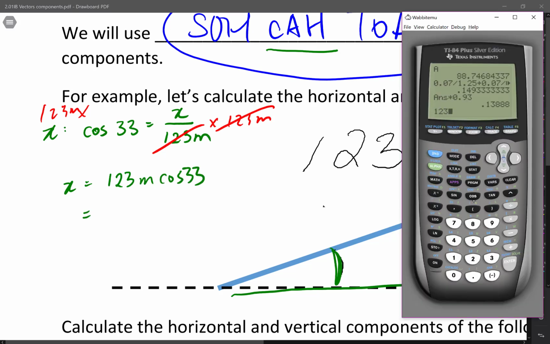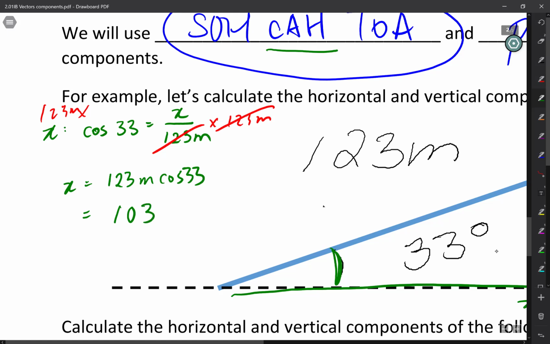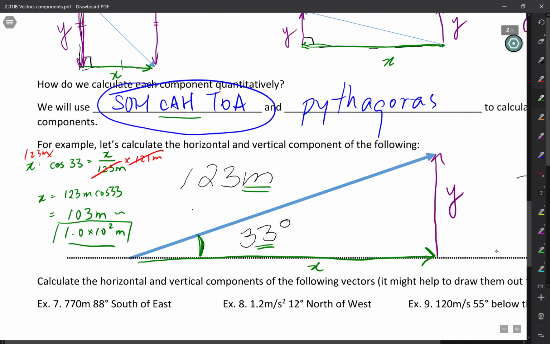Punch this into your calculator, and I get 103 as my magnitude, and in this case it's looking for meters. I am going to write 103 meters, although if I have to do significant figures to two significant figures, I'll have to round this down to 100, which I can express as 1.0 times 10 to the power of 2 meters. Now for the y direction.